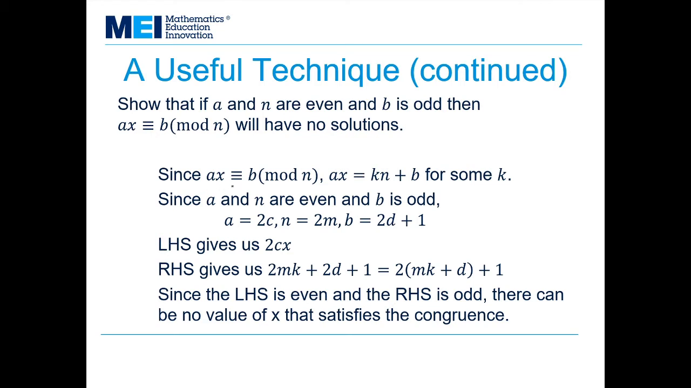So since AX is congruent to B mod n, AX equals Kn plus B for some k. Rewriting A, n and B in terms of even and odd numbers, the left-hand side gives us 2CX. The right-hand side gives us 2mk plus 2d plus 1, which I can rewrite as 2(mk plus d) plus 1, one more than an even number. Therefore, the left-hand side is even, the right-hand side is odd. There can be no value of x that satisfies the congruence.